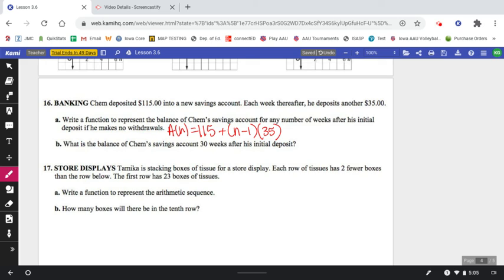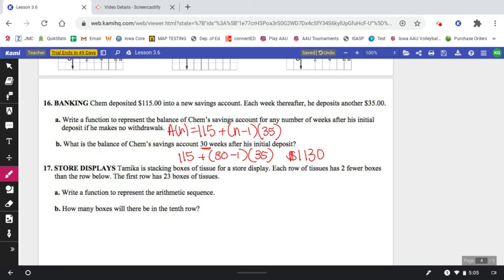What is the balance of Kem's savings account 30 weeks after his initial deposit? So now they're giving me the nth term, which is 30. So I'm going to put 115 plus parenthesis 30 minus 1 times 35. Which gives me $1,130.